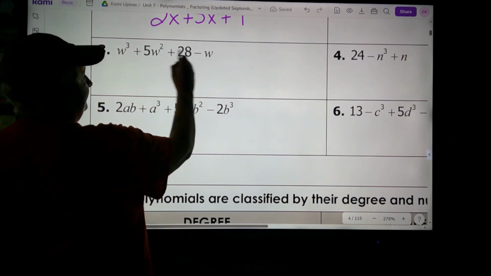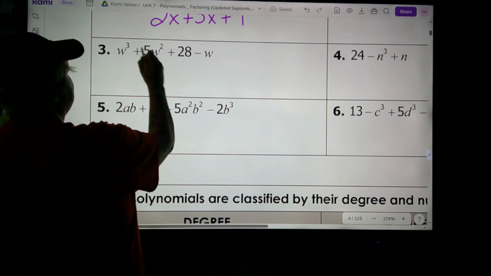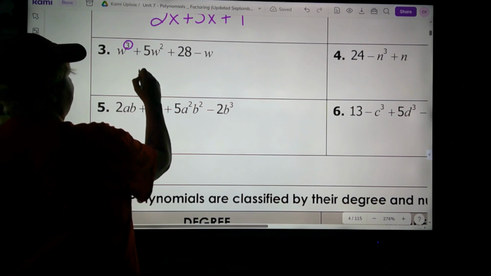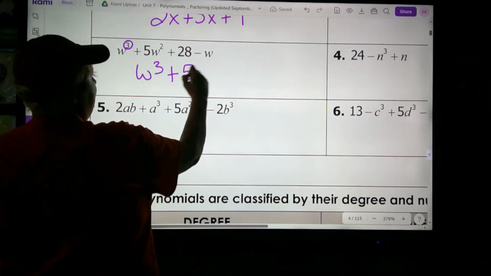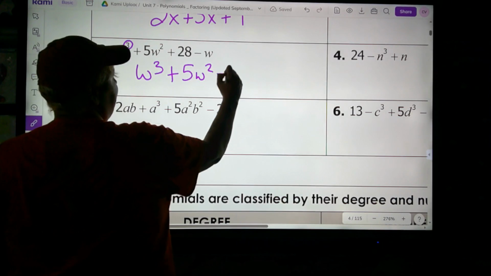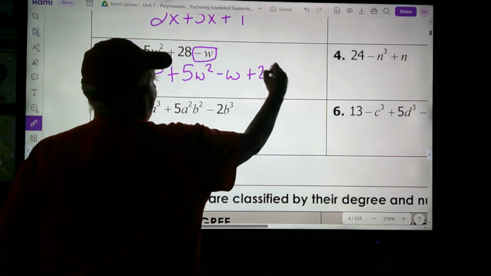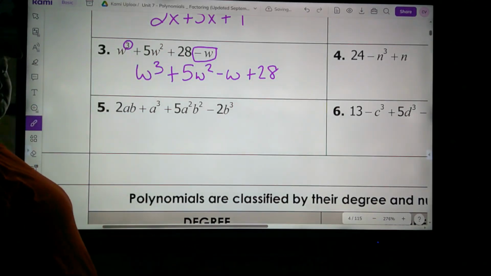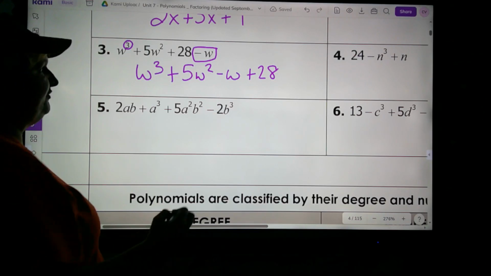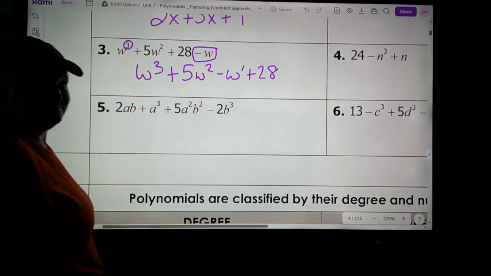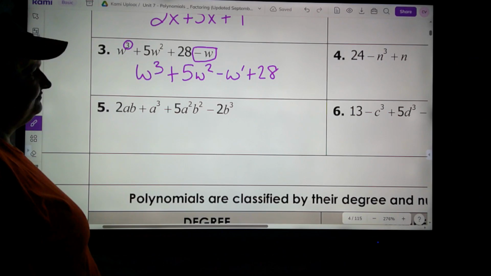Alright, again, all W's, so we don't have to stress about alphabetical yet. Highest exponent to lowest exponent. So W cubed plus 5W squared minus W, right? Remember this goes together, plus 28, right? They were almost in order. If a variable has no exponent, there's an invisible 1. That's why it goes third, because there's an invisible 1.